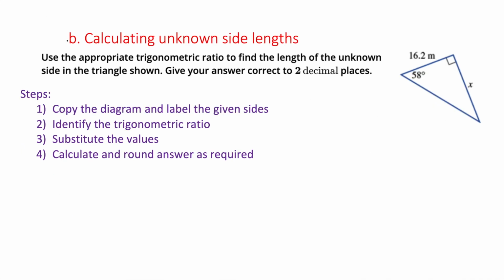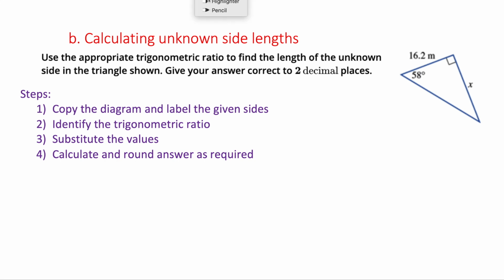Another example. This one is about calculating unknown side lengths. It says, use the appropriate trigonometric ratio to find the length. So here we're being asked to find the length of the unknown side in the triangle shown. Give your answer correct to 2 decimal places. Our steps are the same ones as before. First we have to copy the diagram and label the given sides, identify the trigonometric ratio, substitute the values, calculate and round the answer as required.